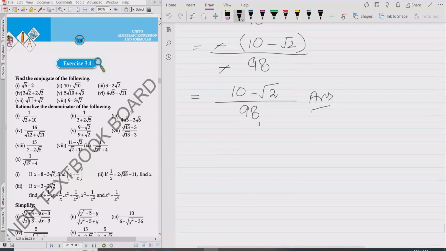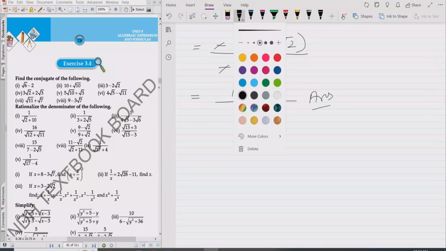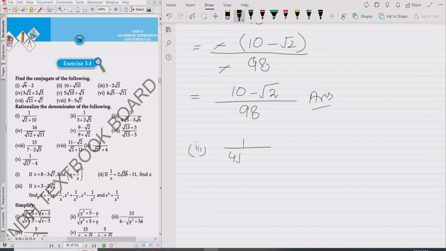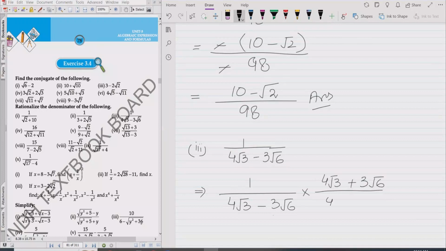Okay, now we have another question. Question number 2 is similar to question number 1. So we will simplify question number 3. Question number 3 is 1 upon 4 root 3 minus 3 root 6, right? Now we can simplify in a similar way: take the conjugate of this term and multiply in the numerator and denominator by 4 root 3 plus 3 root 6, right?